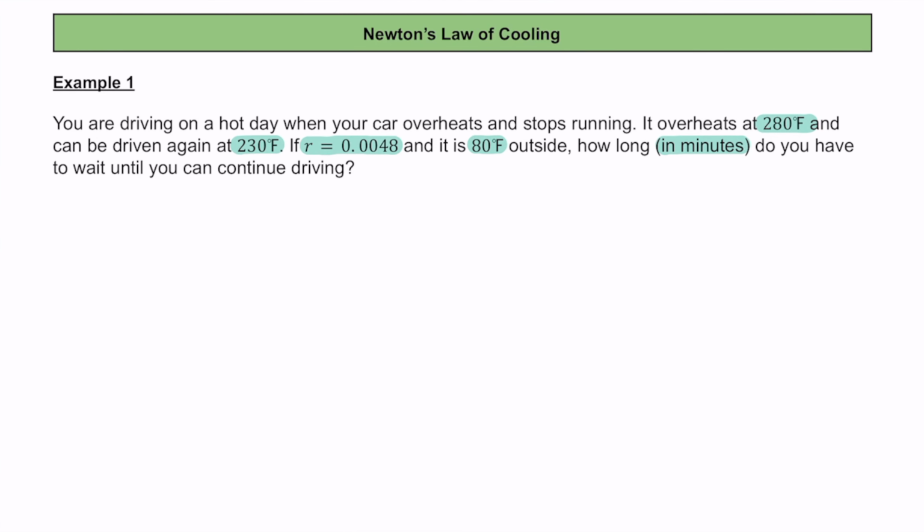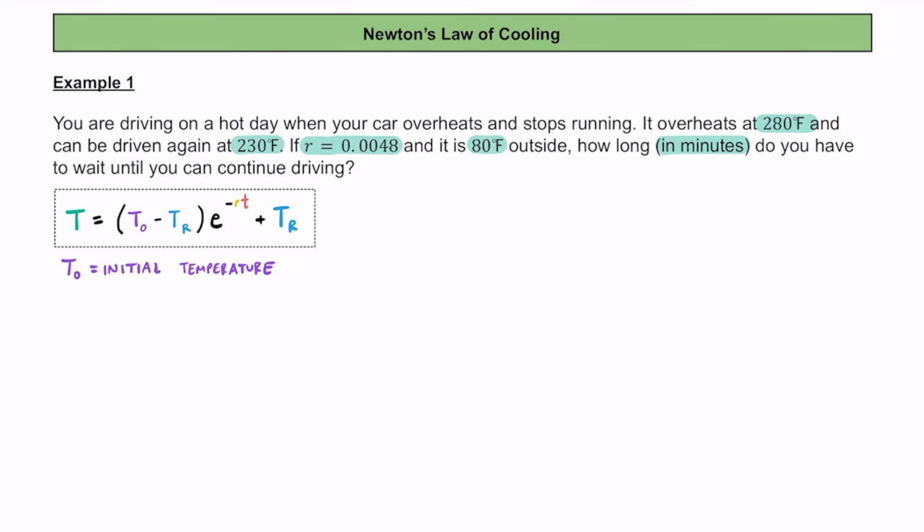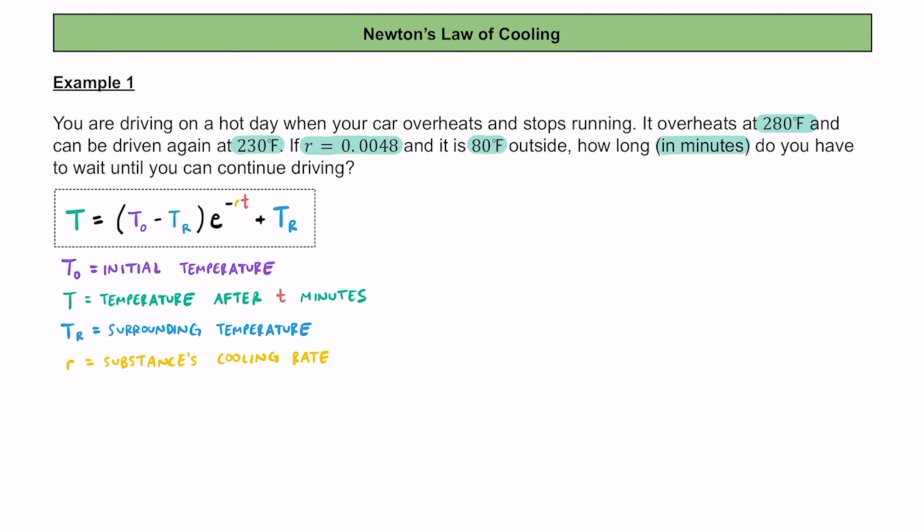Alright, so let's start with our formula for Newton's law of cooling. Now this right here is our formula, where T sub 0 represents our initial temperature, T represents the temperature after t minutes, T sub R represents the surrounding temperature, R represents the substance's cooling rate, and this t represents the time measured in minutes.